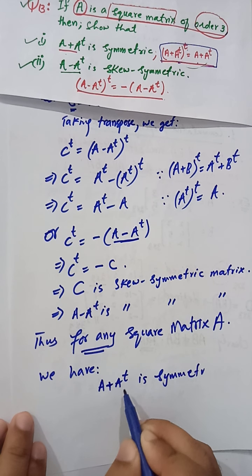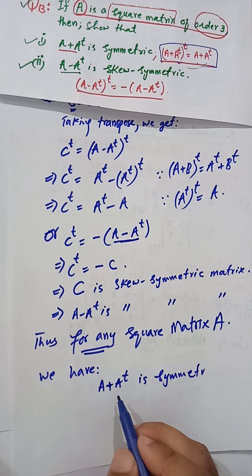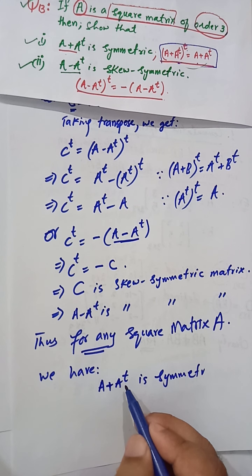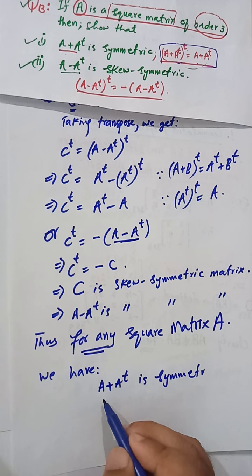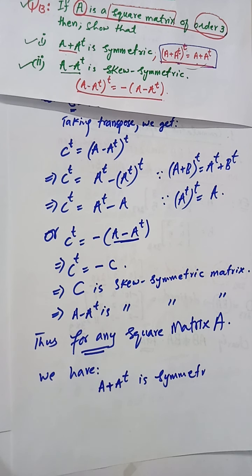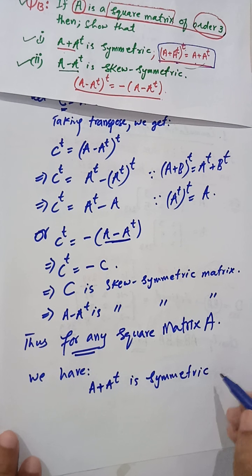Now this A plus A transpose is a single matrix, because when you take the transpose of a matrix, you get again a matrix, and that matrix when added with A, you will get from that addition a single matrix, because you know that addition is a binary operation for the set of matrices whose orders are the same. I explained this point in previous videos.